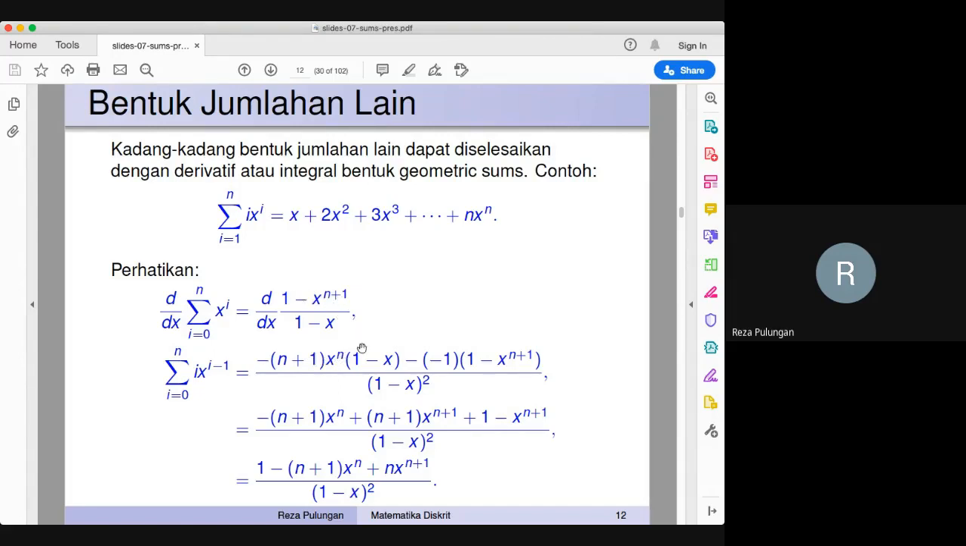Multiplied by 1 minus x. Then the other one is the derivative of this one. What is the derivative of this one? The derivative of this one is minus 1. Minus 1 multiplied by u here, 1 minus x to the power of n plus 1, divided by 1 minus x squared, this one. So v squared. So the only thing that is left for you to do is just to simplify this thing. And you can simplify it.